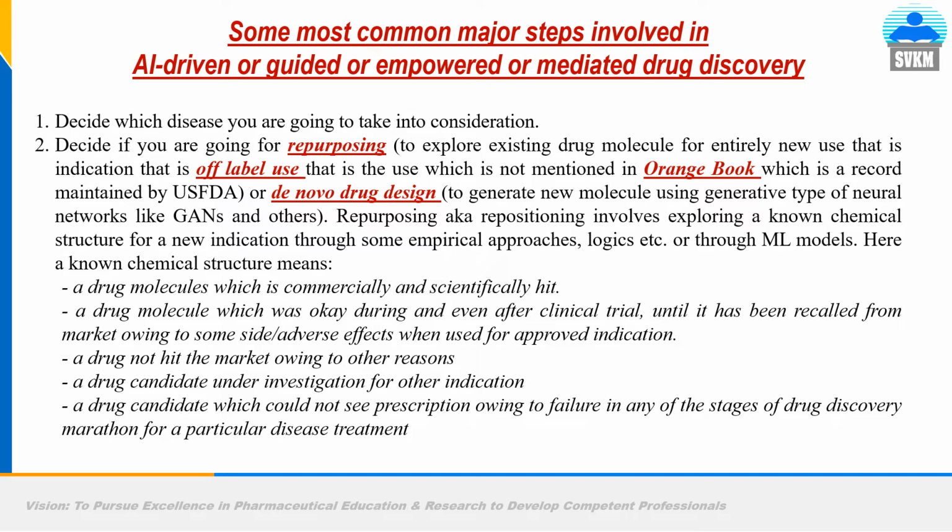Repurposing, also known as repositioning, involves exploring a known chemical structure for a new indication through some empirical approaches, logics, through machine learning models, because there is no logic which can be compared with machine learning logics. Here a known chemical structure means a drug molecule which is commercially and scientifically a hit. A drug molecule which was okay during and even after clinical trial until it was recalled from the market owing to some side effect or adverse effect which might have been overlooked during the approval process or during clinical trial.